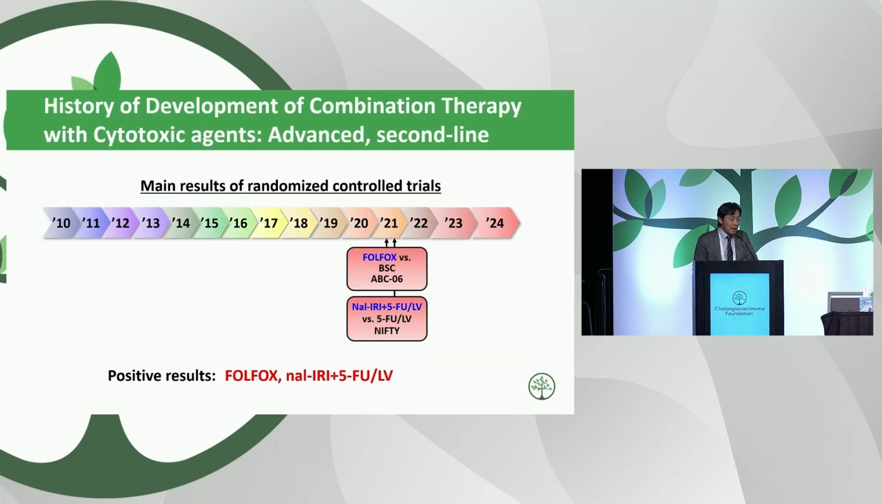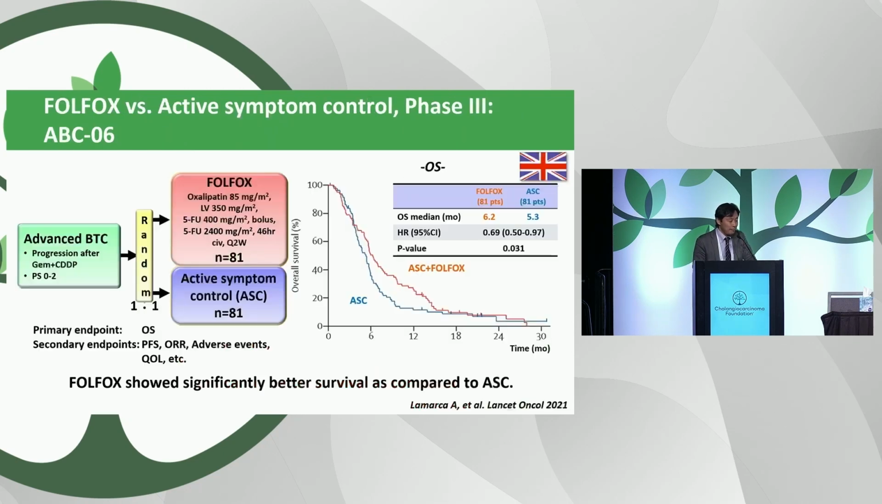Next is the advanced second-line treatment. The positive results were FOLFOX and non-liposomal irinotecan plus 5-FU leucovorin. This is the ABC06 trial, a phase 3 trial of FOLFOX versus active symptom control.